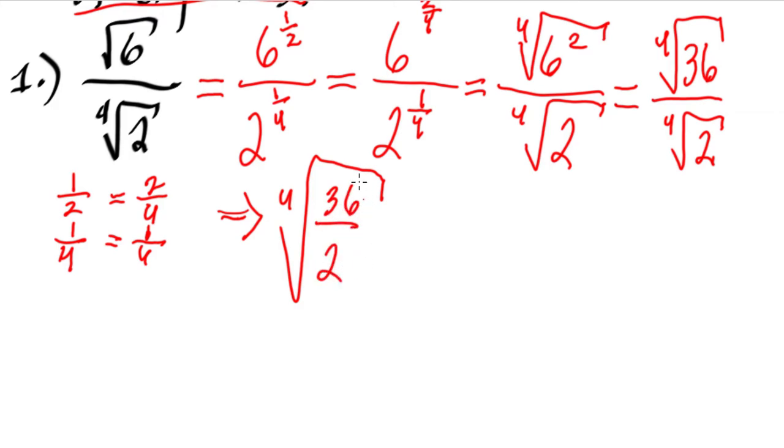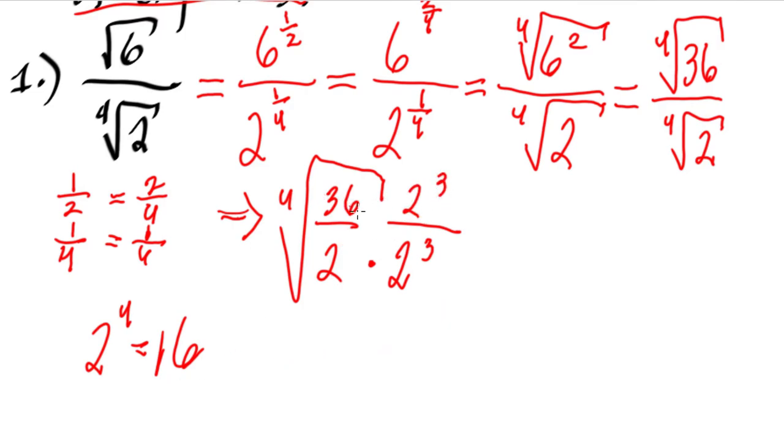So again, we have a root with a fourth index. So we're going to find a power of 2 which is a perfect fourth power. That is 16, because 2 raised to 4 is 16. So we need to make this a 16. How do we do that? We multiply this 2 by 2 raised to 3, that's 2 cubed, so that 2 cubed times 2 raised to 1 will become 2 to the fourth. Likewise, we'll do this also to the 36 in the numerator.